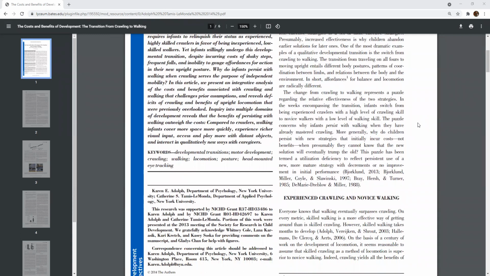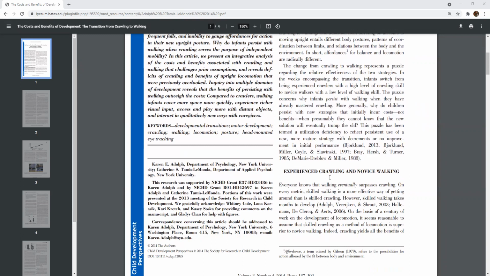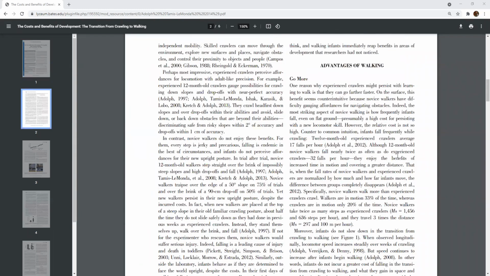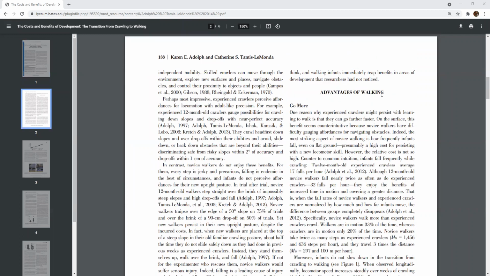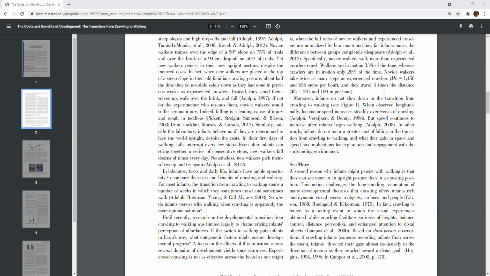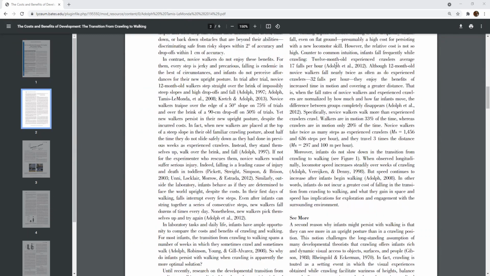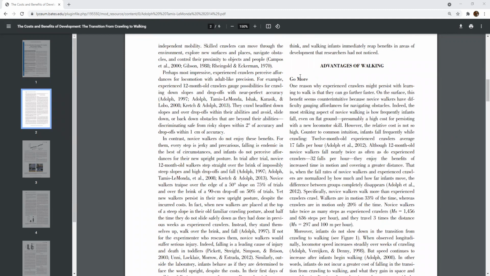Because in a review article, something that's not empirical findings from a single study or several studies, the headings aren't always introduction, method, results, discussion. So here, the major headings are experienced crawling and novice walking. So something to do with that bridge from crawling to walking. Other headings, they have advantages of walking. So I know that the authors are going to spend some time talking about why kids make that leap to walking. And so this major heading here is advantages of walking. And then these subheadings over here are listing those advantages.